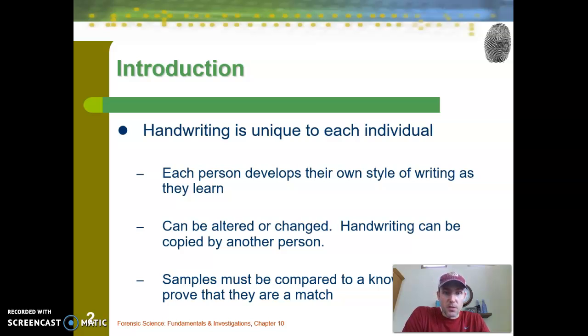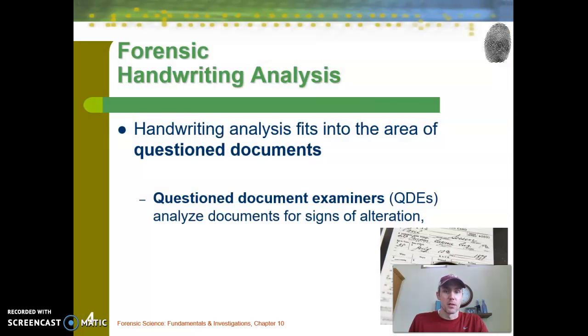Handwriting can be forged, meaning you can copy someone else's handwriting. Some of you may have tried to do this, depending on what you've done in the past. You may have tried to copy your mom's handwriting or your dad's handwriting. This is possible, so it's not quite as hard of a science as fingerprints. However, it can be very useful in trying to identify criminals or forgeries.